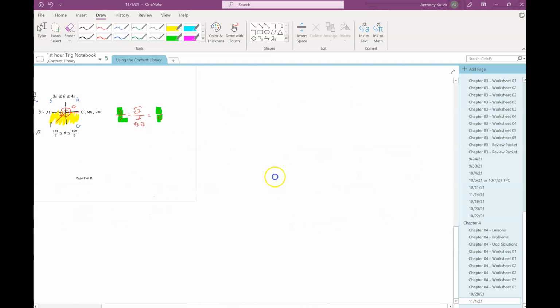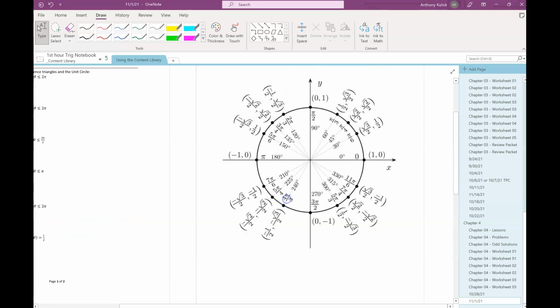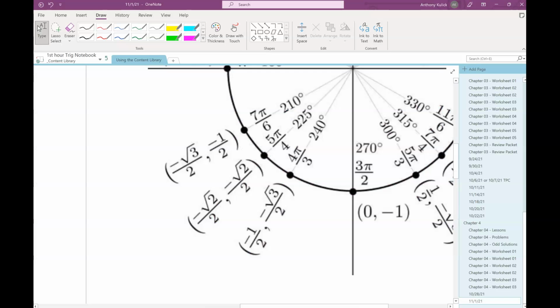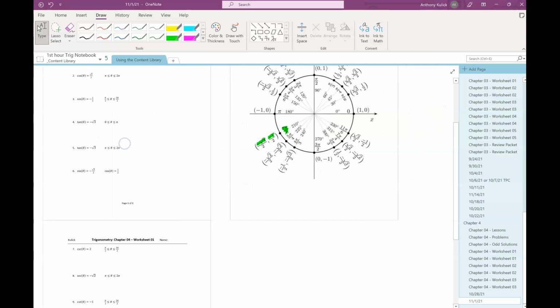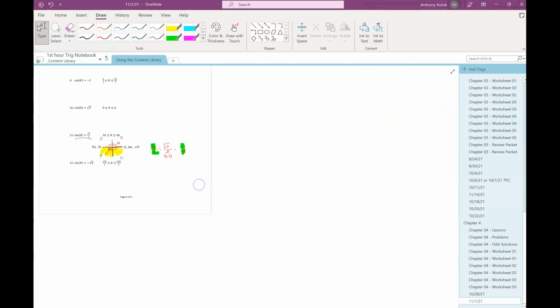So quadrant 3, the y-coordinate needs to have a 1 in it and the x-coordinate needs to have a root 3 in it. So I'm looking at 7 pi over 6. So far, so good? Yeah. Okay, we got a little bit more to do, though.